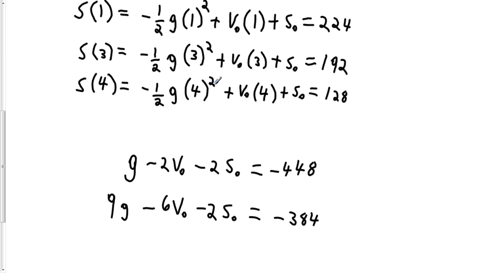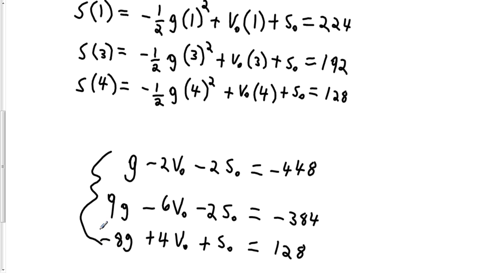All right, and lastly, this one I don't really have to clear the fractions because 4 to the second power is 16, and 16 times negative 1 half is just going to be negative 8. So I get negative 8g, and then everything else just pretty much stays the same, plus 4v sub 0, plus s sub 0 is equal to 128.